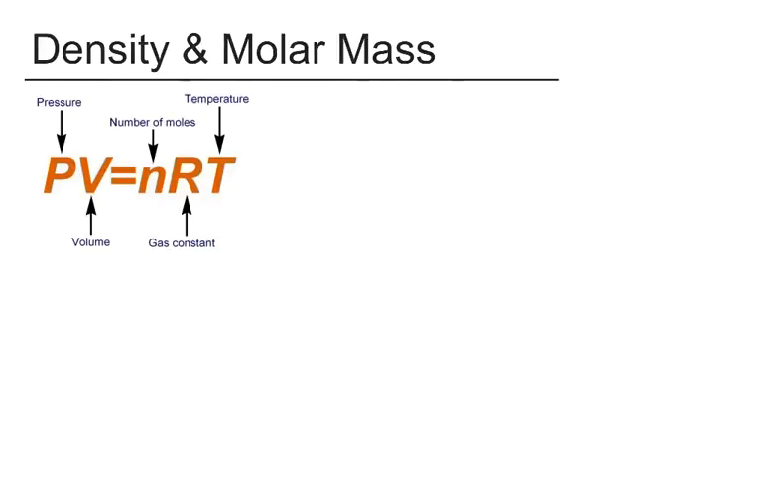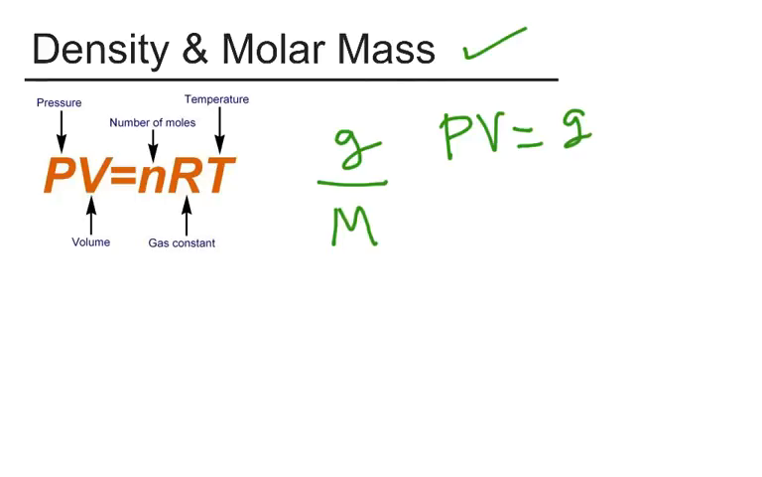During Thursday's lesson, I kind of messed up a couple of ideas, and one of them is about molar mass. The number of moles, you can calculate that by taking the mass, taking grams, and dividing by the molar mass. Now, if I take that expression and substitute it into the equation, then I get PV equals mass divided by molar mass times R times T.